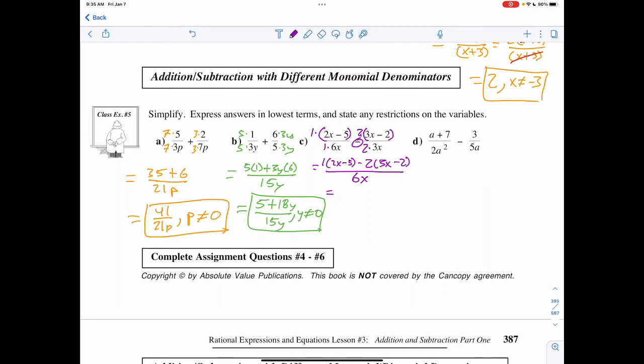I'm going to expand it out, and I'm going to get 2x minus 5 minus 6x plus 4, all over 6x. And when I combine my like terms, I get negative 4x minus 1 all over 6x. And this is true so long as x cannot equal 0.